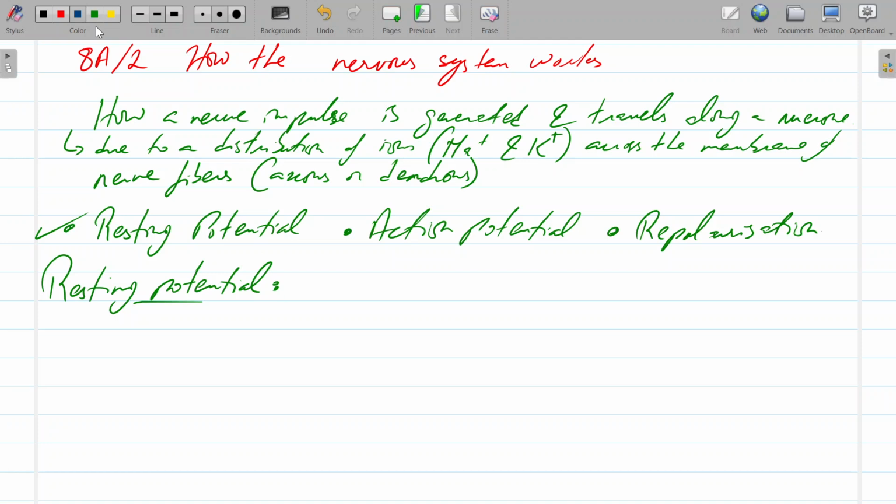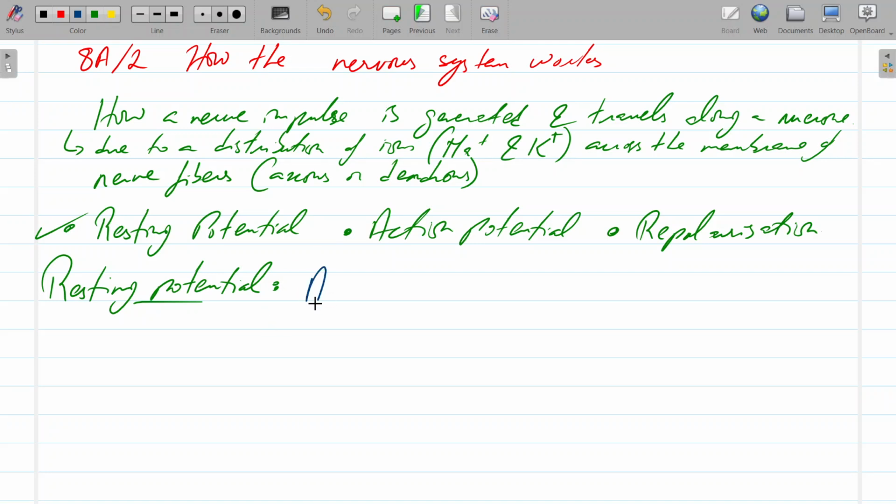So what happens is, when an axon, and the reason they talk about axons is because when studying nerve impulses, the motor neurons have been widely studied, so they're easier to study. But the concept applies to dendrons as well, so just nerve fibers in general. And so when a fiber, or in this case the axon, is not conducting a nerve impulse, it is said to be resting.